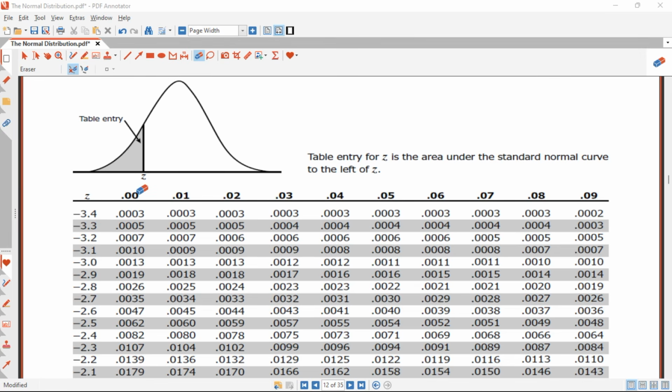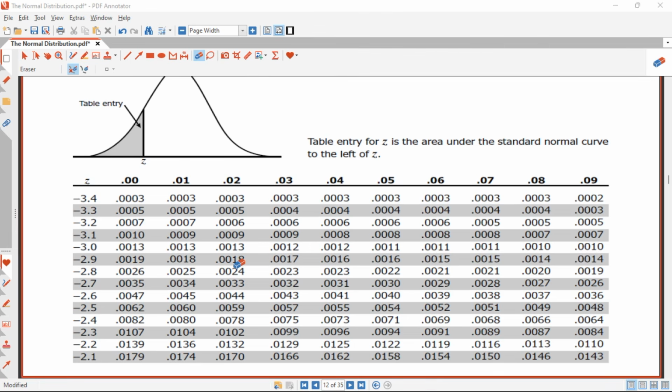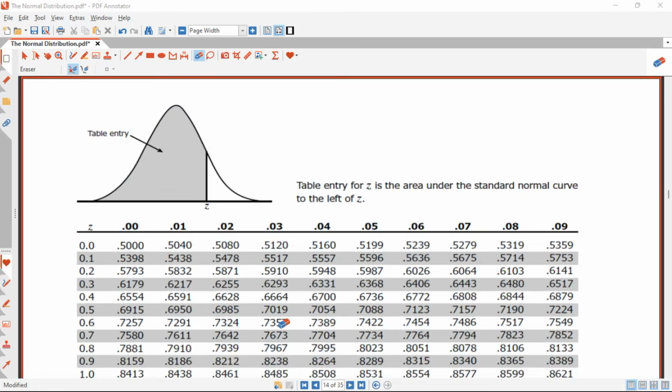Moving from 0.01 at the top, 0.02 at the top there, all the probability entries that you can see here are the probabilities for the negative z-score. So these are the probabilities, and I'll show you how you get your probability when you get your final z-score answer.